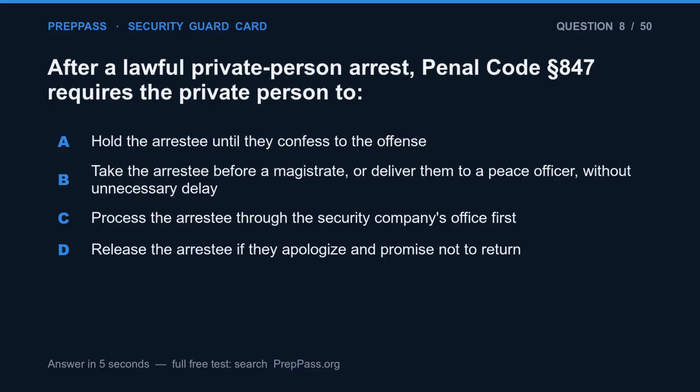Question 8. After a lawful private person arrest, Penal Code Section 847 requires the private person to A. Hold the arrestee until they confess to the offense. B. Take the arrestee before a magistrate, or deliver them to a peace officer, without unnecessary delay. C. Process the arrestee through the security company's office first. D. Release the arrestee if they apologize and promise not to return.